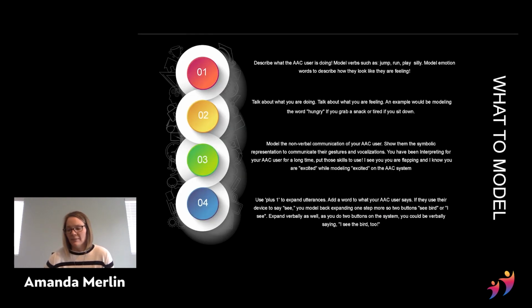So what do we model? Model what they're doing. Model really fun things: jumping, running, playing, silly. Emotion words and verbs are really great. Actions and emotions. Back to that Facebook group, Ask Me I'm an AAC user. About a year ago, there was a discussion in that group. The question posed was, what were the words that you wish you had had access to earlier, if you had had AAC earlier? And it was overwhelming.